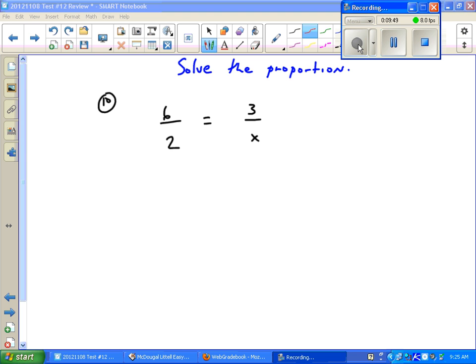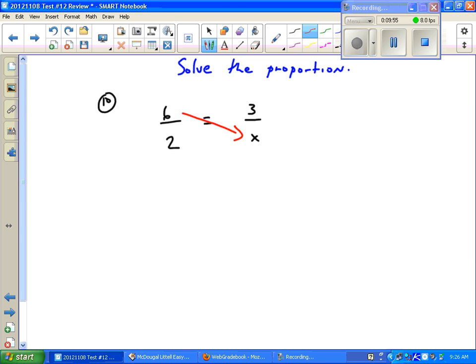Okay, number 10, 6 over 2 equals 3 over x. When you're solving proportions, you just cross multiply. 6 times x is 6x, and 2 times 3 is 6. So you have 6 times x. Get rid of multiply by 6 by dividing by 6. Do it on the left, do it on the right. These will cancel. x equals 6 divided by 6 is 1.